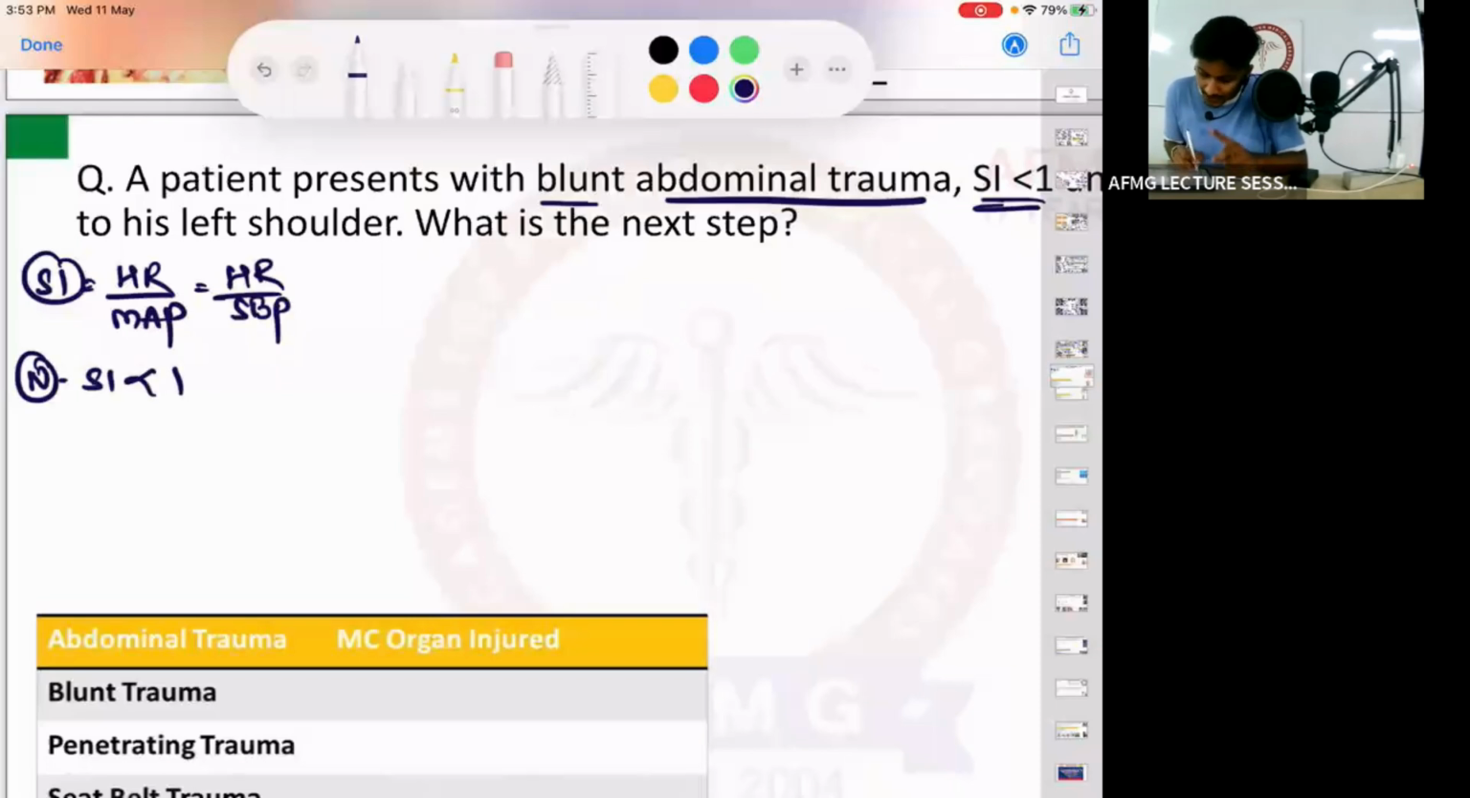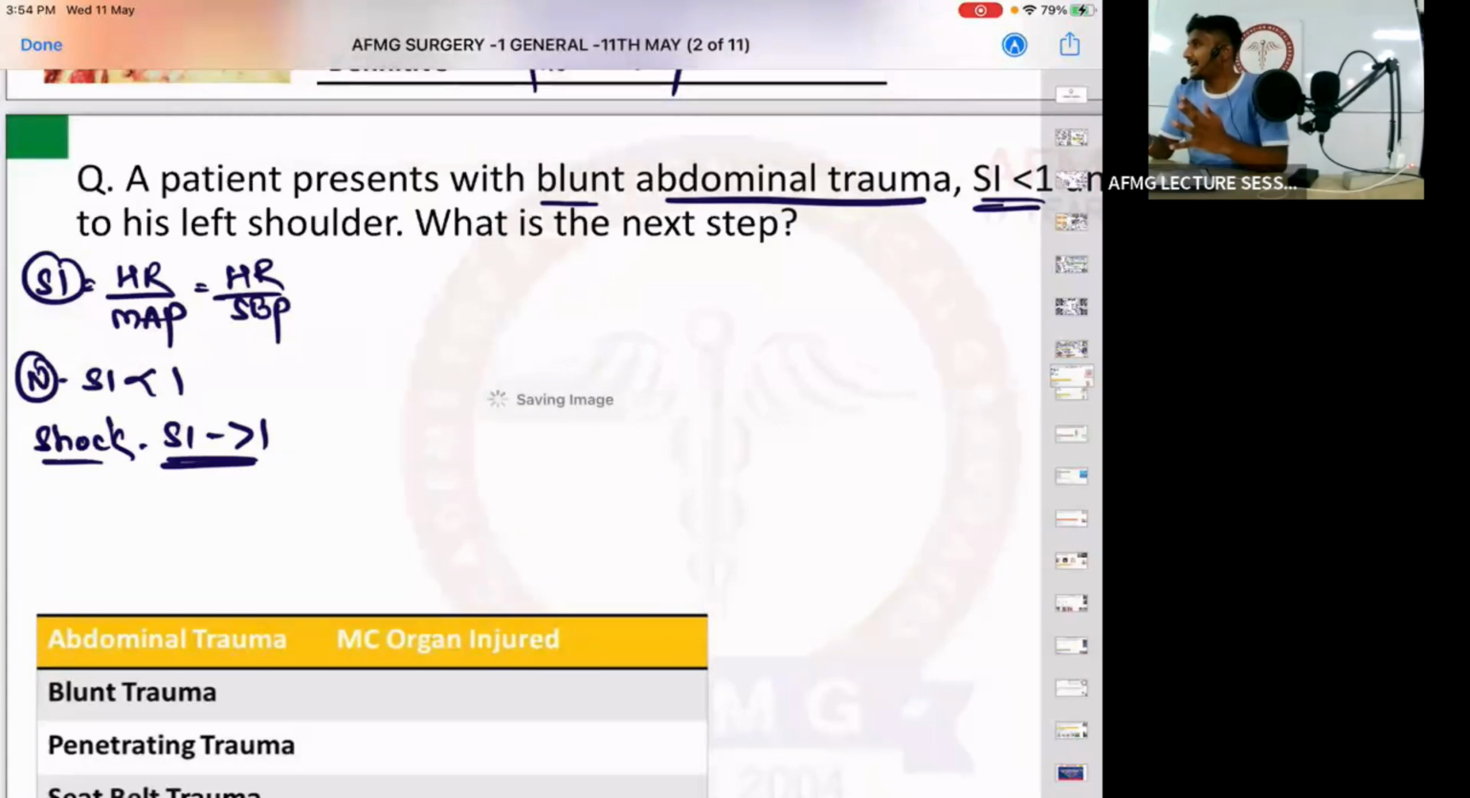less than 1. But in cases of hemodynamic instability, that means when the patient is in shock, the shock index would be, why? Because the systolic blood pressure will fall or the mean arterial pressure will fall, and second, the heart rate would increase. That would be reflex tachycardia. ठीक है? So systolic blood pressure 90 हो गया, heart rate 120 हो गया. So the shock index is more than 1. So hemodynamic stability, shock index less than 1. Hemodynamic instability, shock index more than 1.